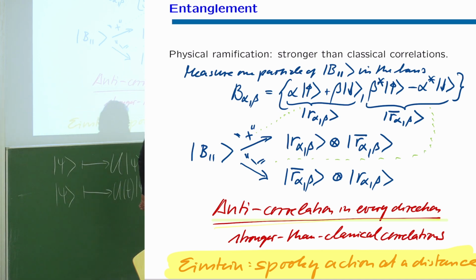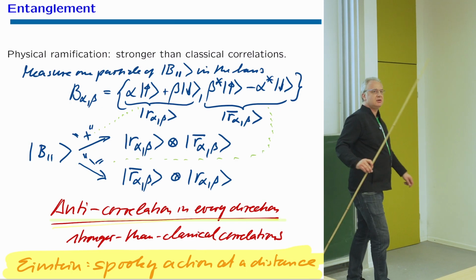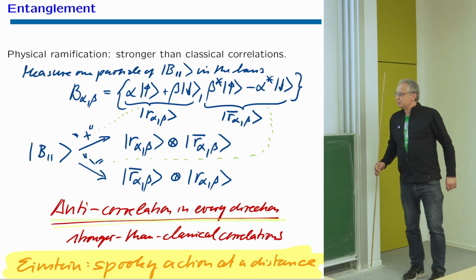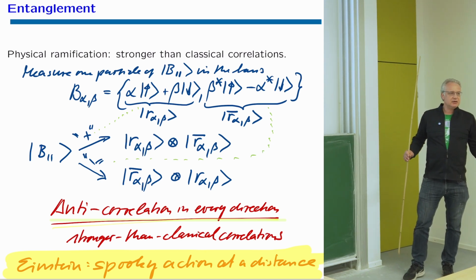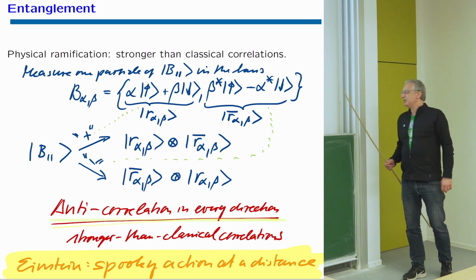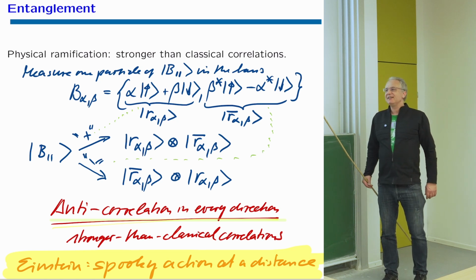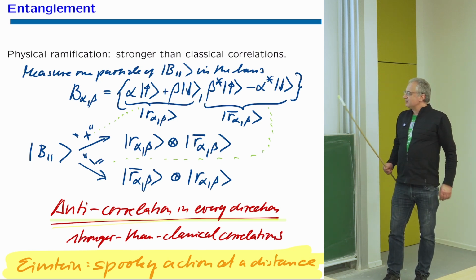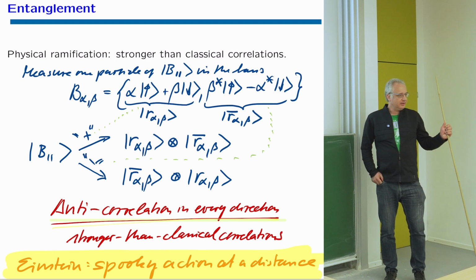So that was the weird thing. That's what Einstein called spooky action at a distance. Other people call it steering. Steering is maybe the positive angle on this, when you try to use this property for something.